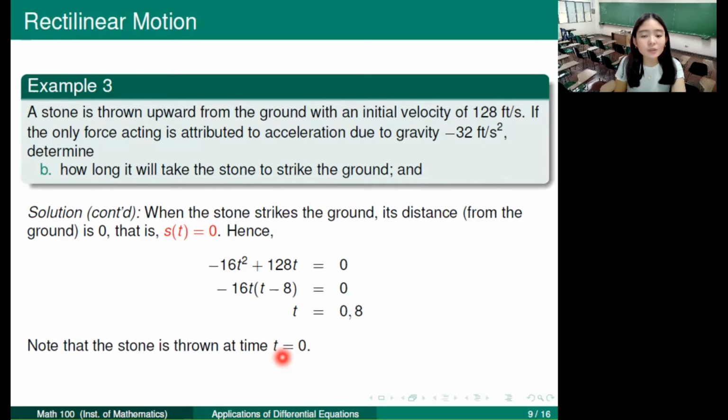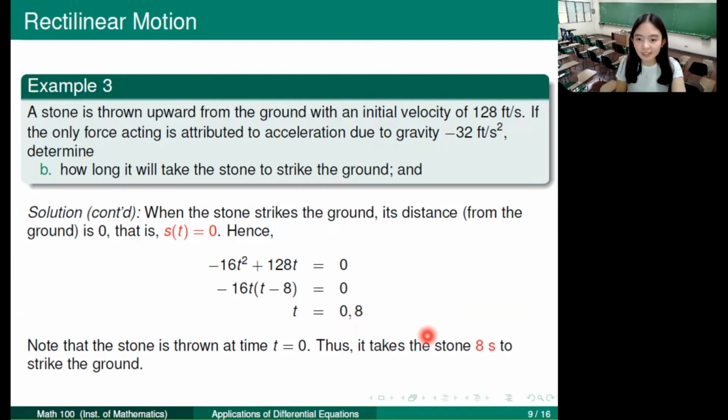Pag in-analyze natin yung t equals 0, ang ibig sabihin nun, throw lang natin yung ating stone mismong from the ground initially. No? But that's not what we want here. Ang gusto natin is yung second time na masa-strike siya sa ground. So therefore, yung t equals 8 lang ang kukunin natin dito. And 8 seconds yung ititake ng ating stone to strike the ground.